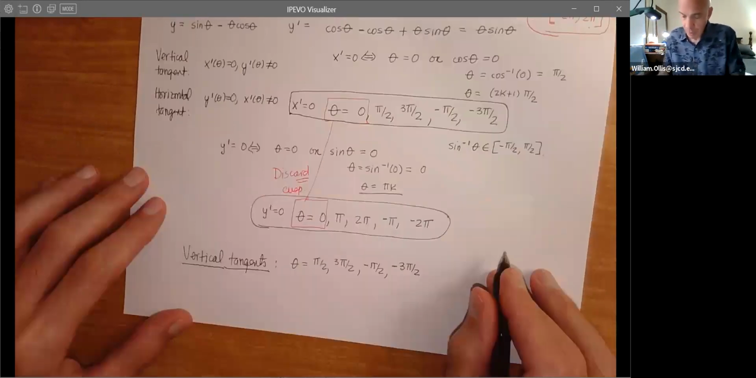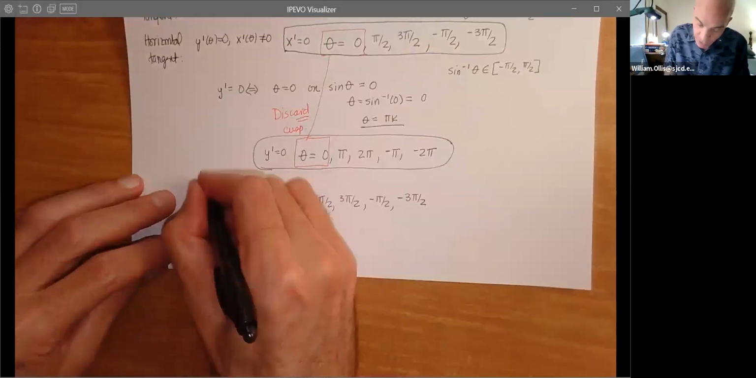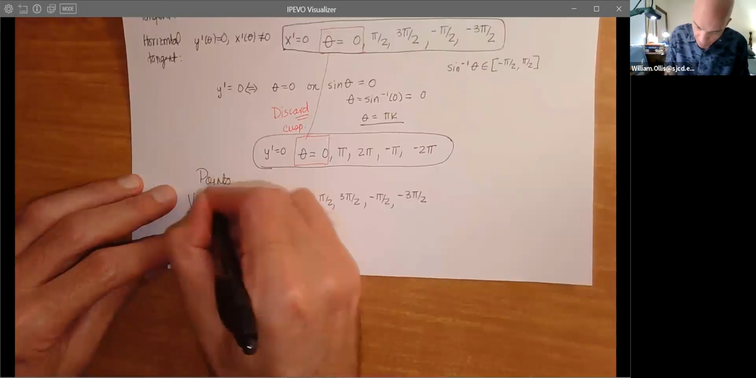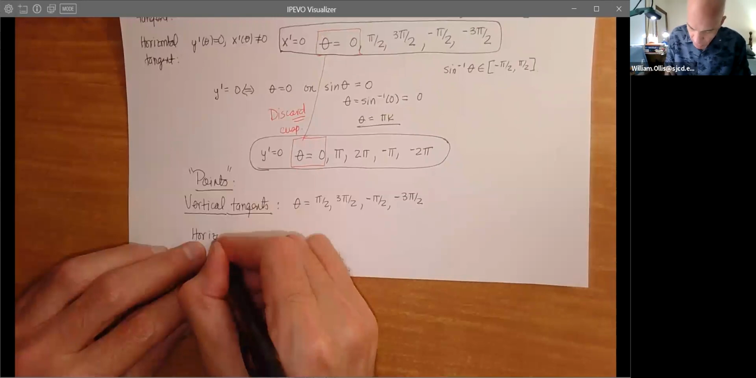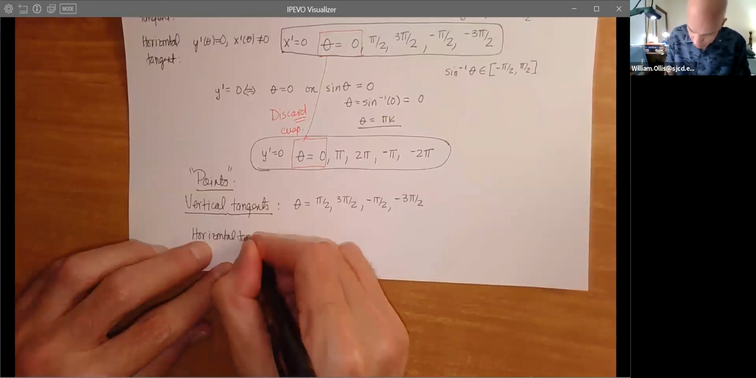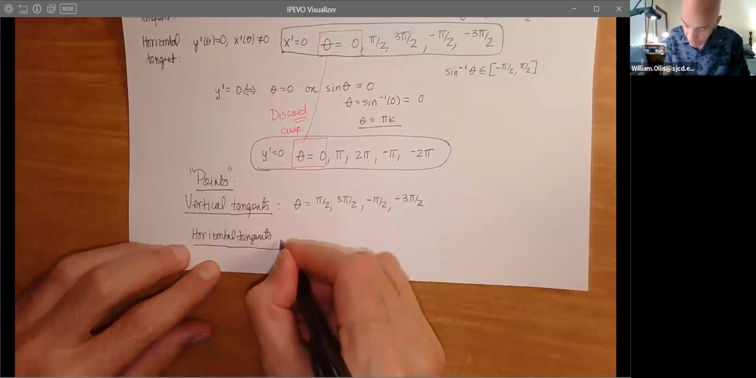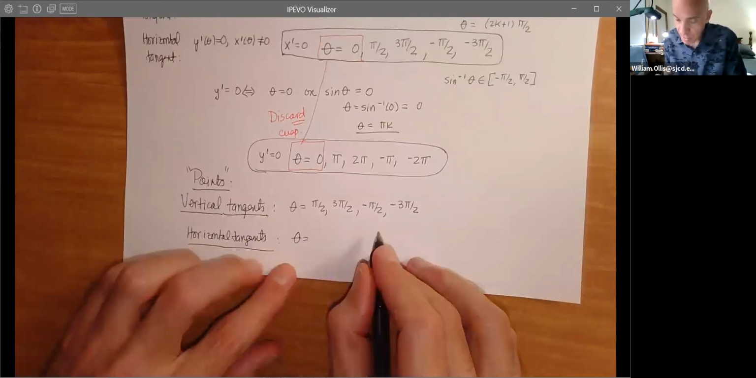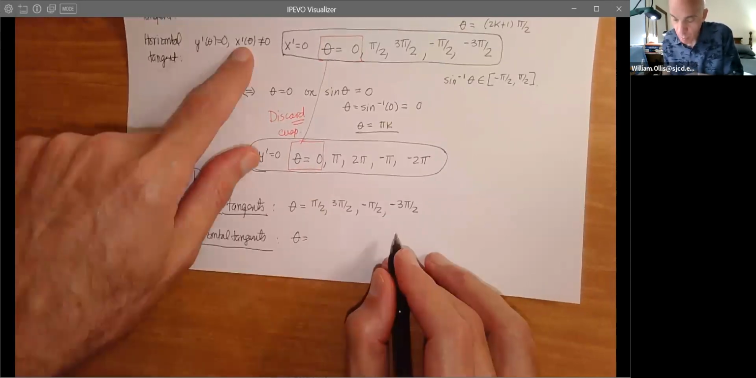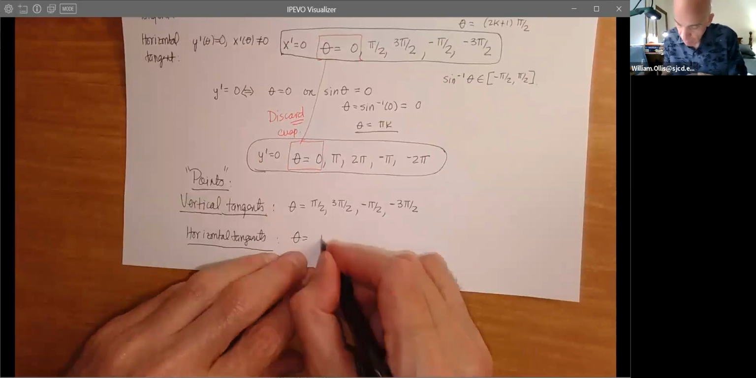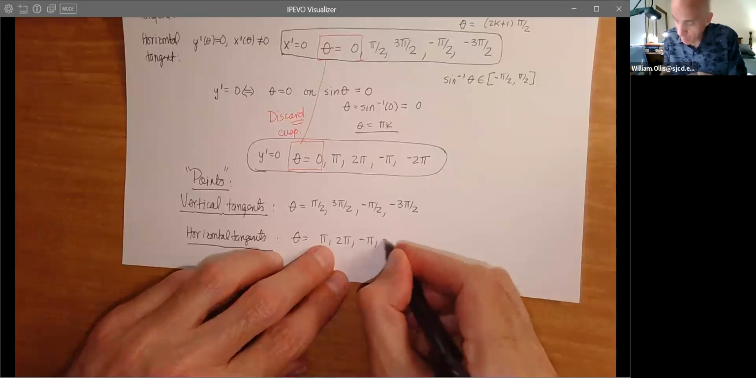And now for the horizontal tangents, where do they occur? And these are points, okay? The horizontal tangents, we've got theta. What are the points? So that's going to be what? We need y prime 0, but x prime not equal to 0. So that'll be pi, 2 pi, negative pi, and negative 2 pi.